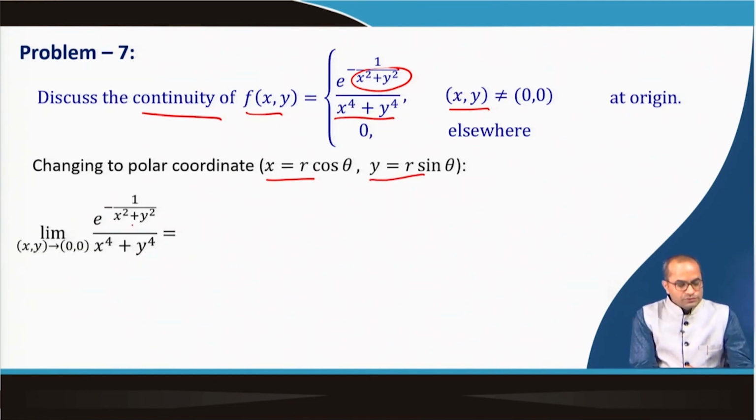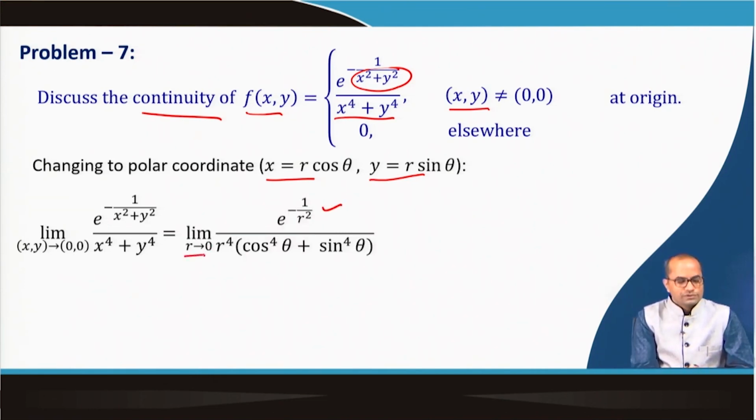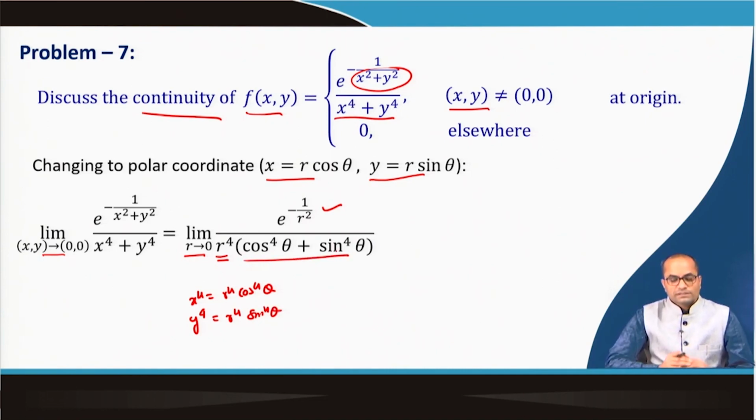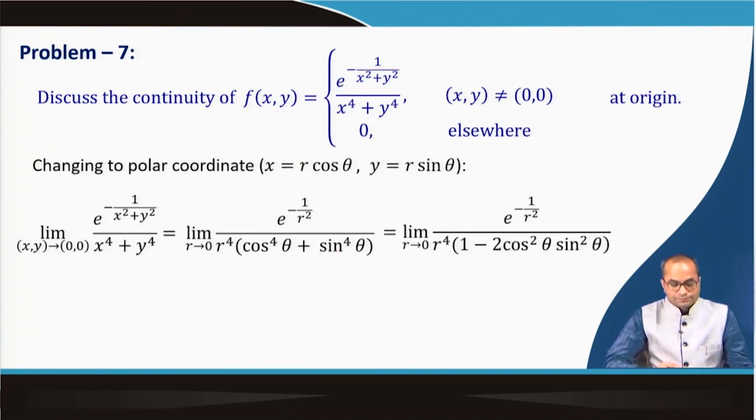By doing so, we will get e^(−1/r²), and then the limit as r goes to 0. So, instead of (x, y) going to (0, 0), the origin, we will now take r going to 0, and in the denominator we have r⁴ because x⁴ will be r⁴ cos⁴ θ, and y⁴ will be r⁴ sin⁴ θ. So, by substituting here we got cos⁴ θ + sin⁴ θ.